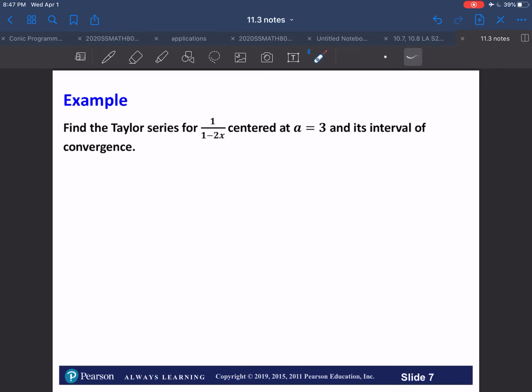We're going to find the Taylor series for 1 over 1 minus 2x centered at a equals 3 and its interval of convergence. So one thing I'll note here is that we would know the Taylor series for this guy already if a was equal to 0, because we already actually have the power series representation for 1 over 1 minus 2x. That is what we discovered in section 11.2. When a is equal to 0, we could write this thing as the sum from k equals 0 to infinity of just 2x to the k.